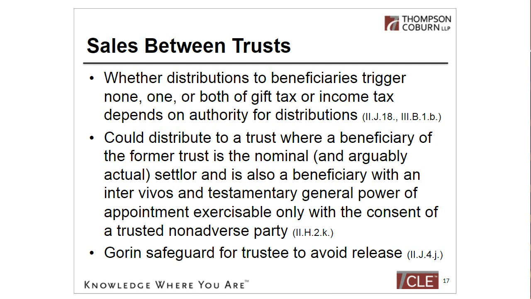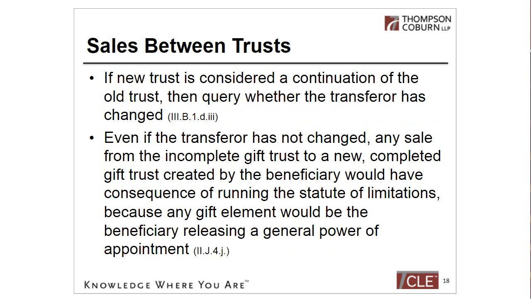All right, slide 18. If the new trust is considered a continuation of the old trust, query whether the transfer has changed. And if you look in that part that's referenced there, there is one example where there was a deemed gift by a beneficiary, but the structure of the trust didn't change. And the regulation example says the transfer didn't change either, even though there was a gift by a beneficiary. So that was a surprise to me to see that, but I just wanted to point that out.